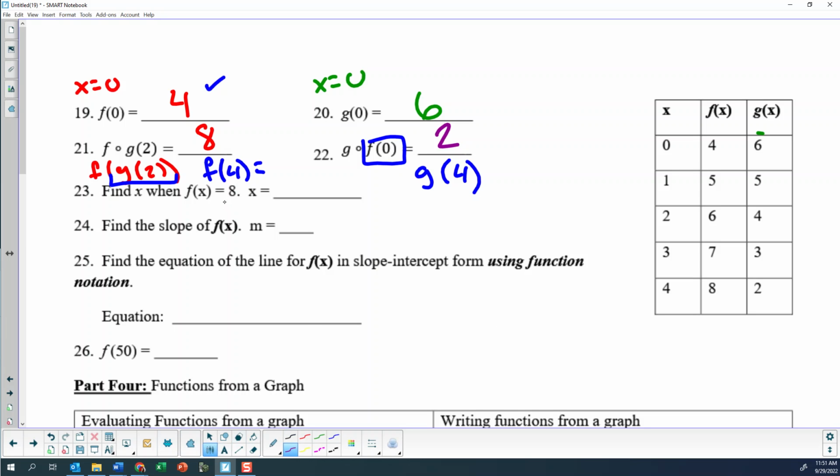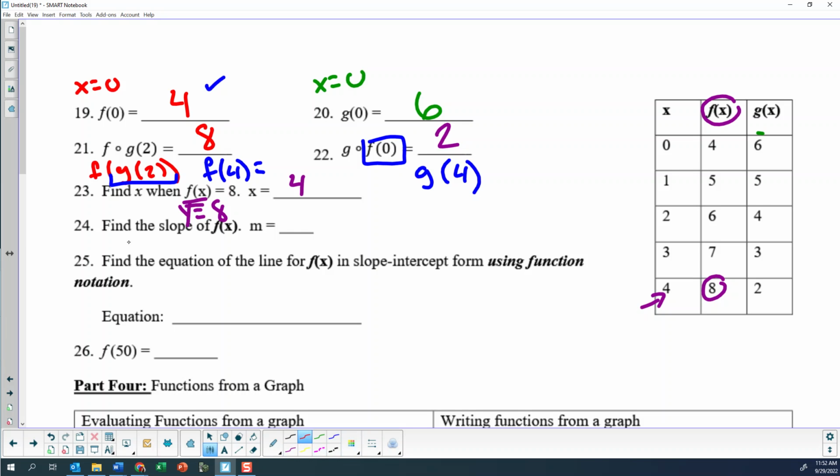Find x when f of x equals 8. This time, y equals 8, or f of x equals 8. So here's f of x. Go down to where you find 8, and the x value you had to plug in was 4.